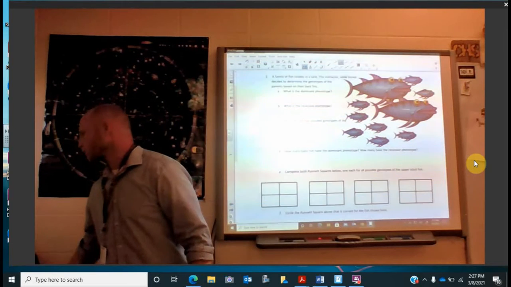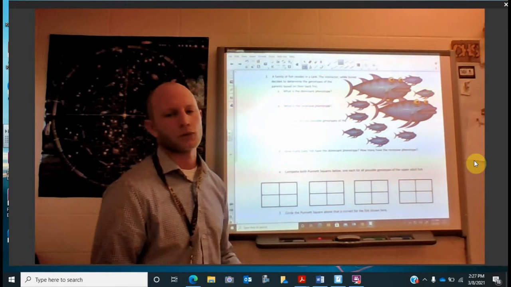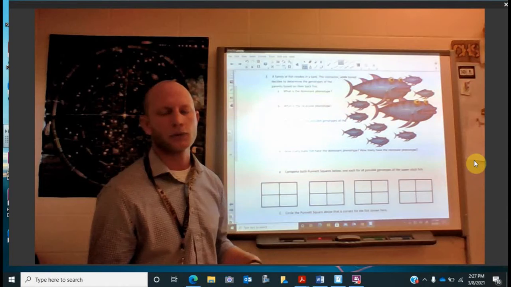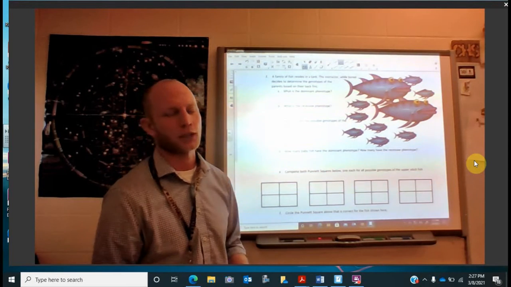All right, so then this next one. This next one's kind of tough. Here we're looking at these fish, and we're working backwards. We look at what the offspring look like, and we see what the parents look like. So we can see the phenotypes, but we do not know the genotypes, and that's what we're trying to figure out here.